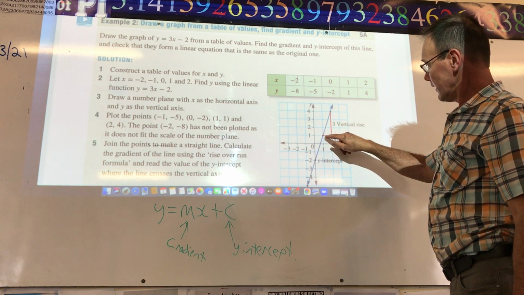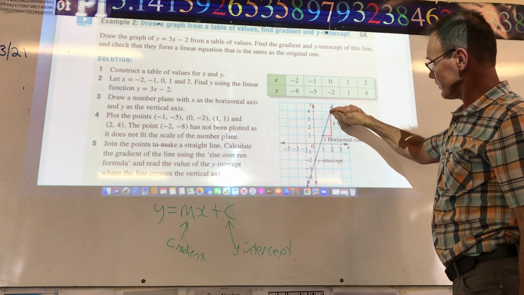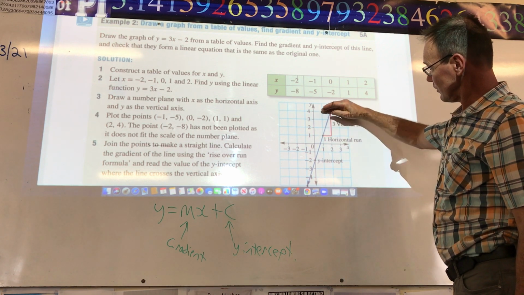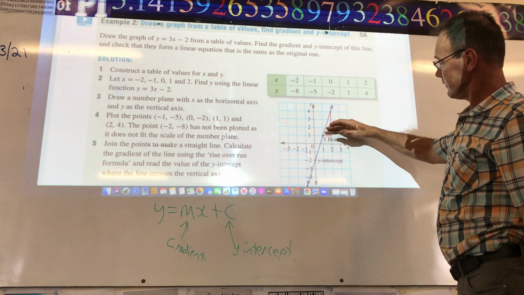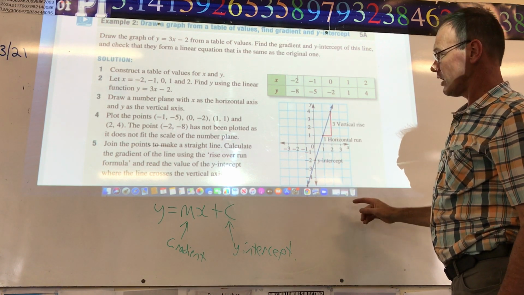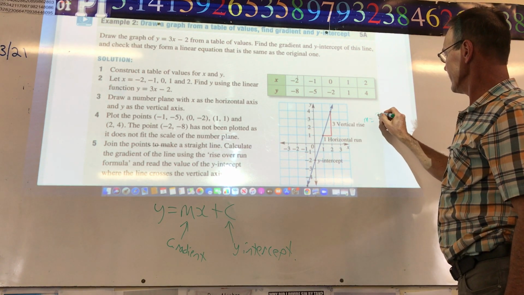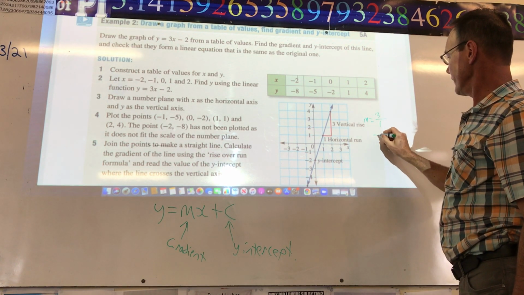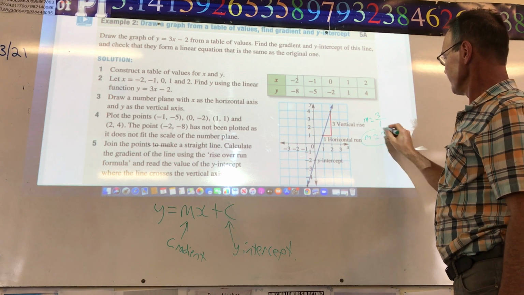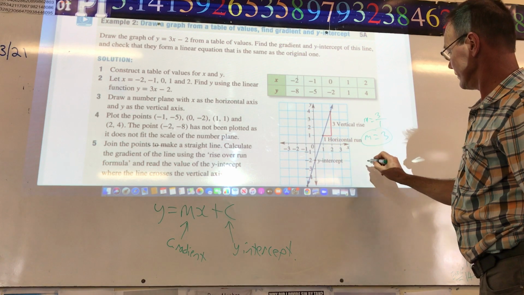You can see in this one, they've used this point where those crosshairs meet and this point where those crosshairs meet. And between these two, what's the rise and the run? The rise is 3 and the run is 1. So rise over run is 3 over 1. So the gradient is 3. Now, the funny thing is, right from the beginning, look at the equation.